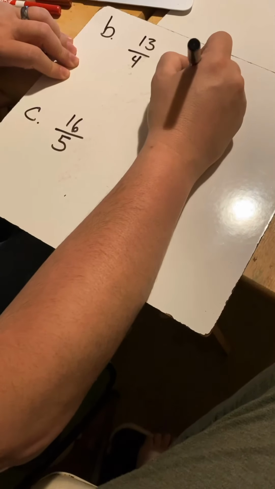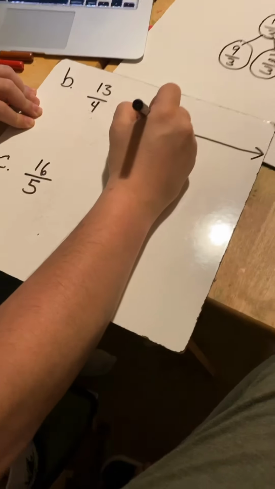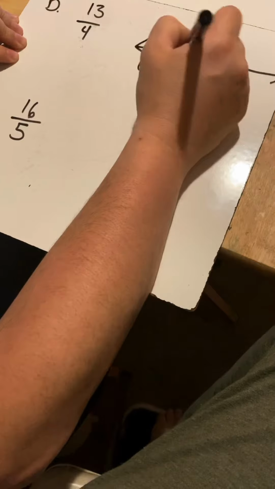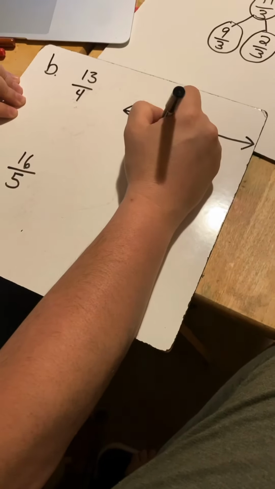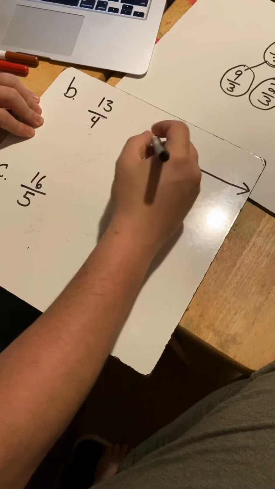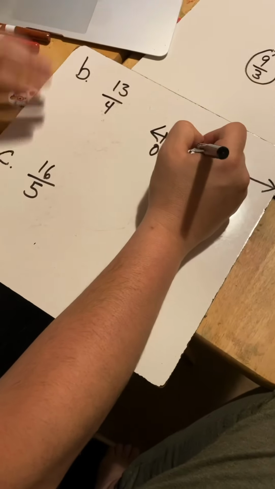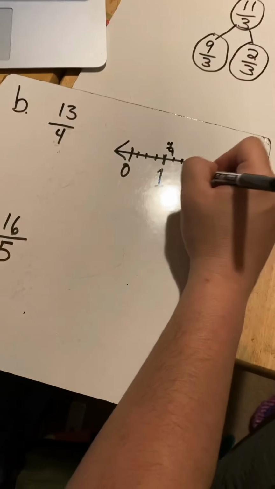13 fourths. Well, we're going to start out by drawing our number line. And we're going to start at 0. And this time with 13 fourths, we're going to divide our whole numbers into fourths. So from 0 to 1, that 1 whole is right there, and we divide it in 4, so that's going to be 1/4, 2/4, 3/4, 4/4. That's 4/4 right there. Then we're going to have 5/4, 6/4, 7/4, 8/4.